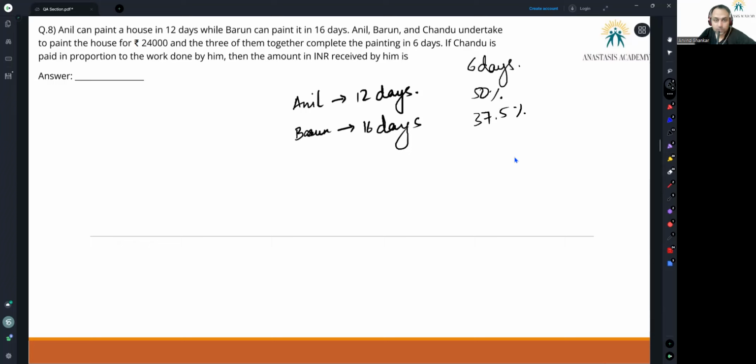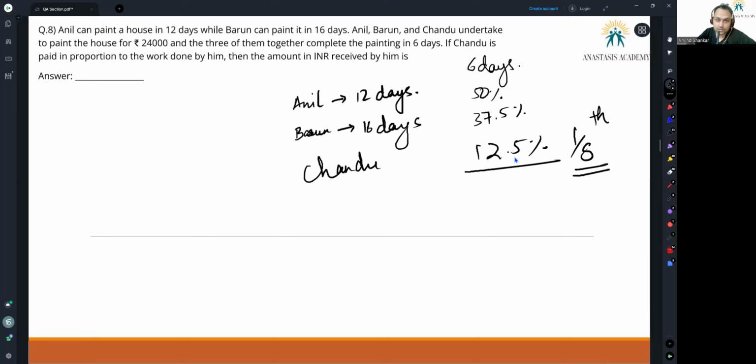37.5% of the work. So our third person, who is the hero of the storyline, the person we are focusing on, Chandu, has done 12.5% of the work, or 1/8 of the work. If he has done 1/8 of the work, out of 24,000, he will get 1/8. 1/8 of 24,000 is 3,000. This is the amount of money that Chandu will be paid.